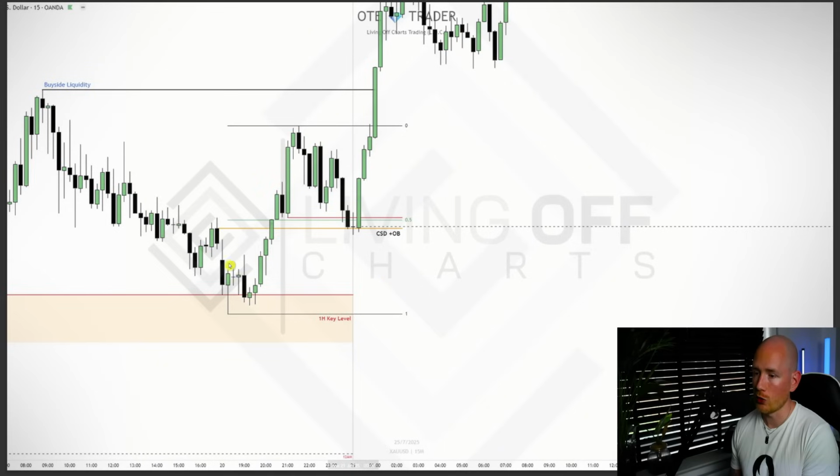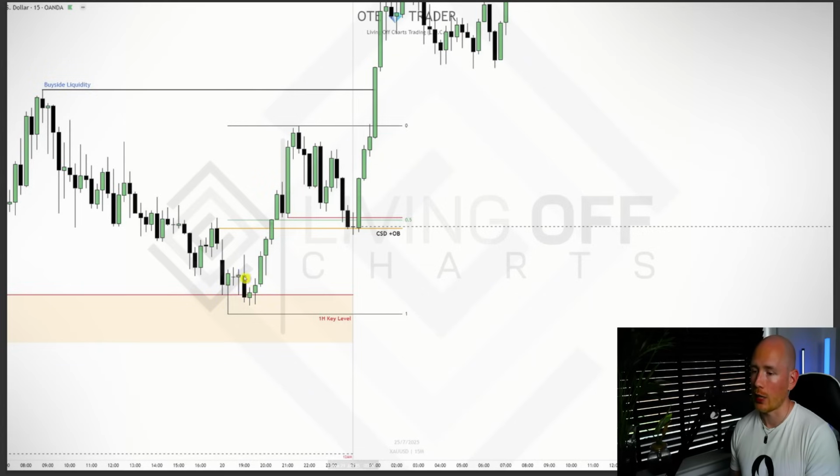Now we're using a CSDOB over here. We're using this one and not this one. If you already know why I should use this one, you have a good understanding of order blocks. I'm going to explain it, of course, because this over here runs the low, right?